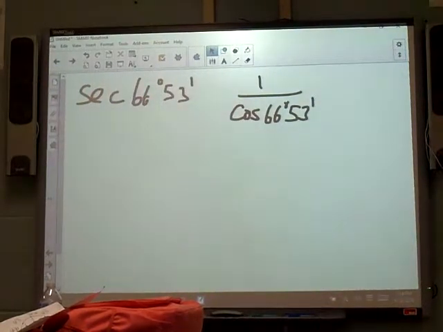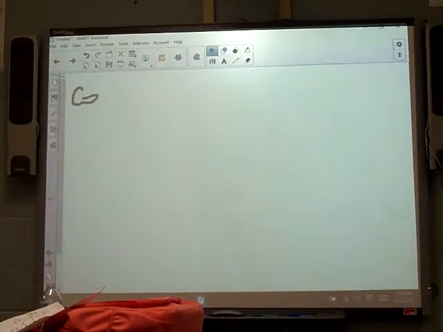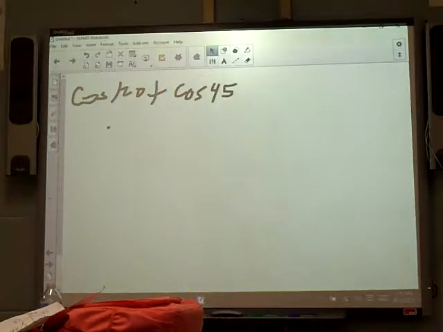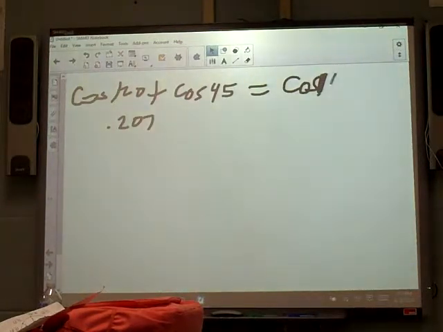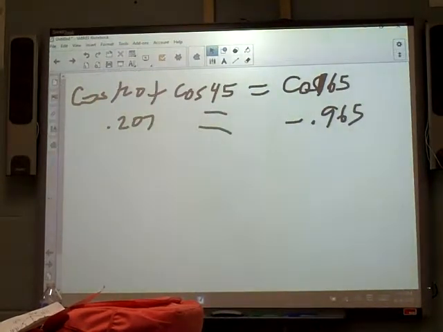So number 10, I would hit cosine of 120 plus cosine of 45 and get a decimal and write it down. Anybody got a decimal for me on that? 0.207. Okay, then I got to see if that's equal to the cosine of 165. So I'm going to hit cosine of 165. Would you get a decimal on it? Negative 0.965. So true or false, those are equal? False. So I'm not too shabby on that.